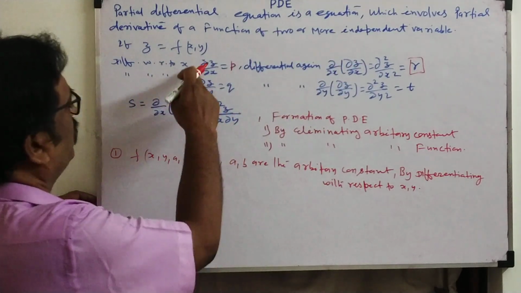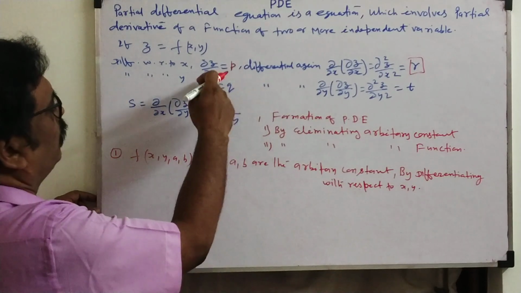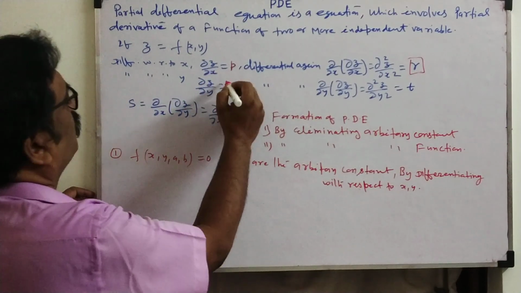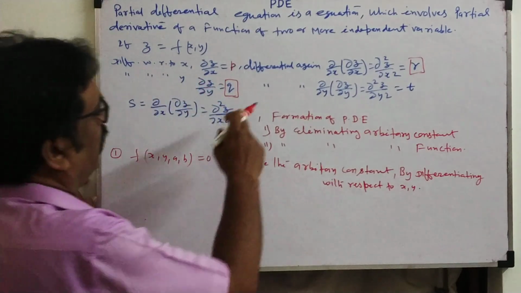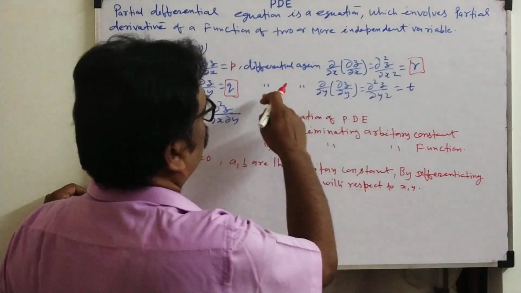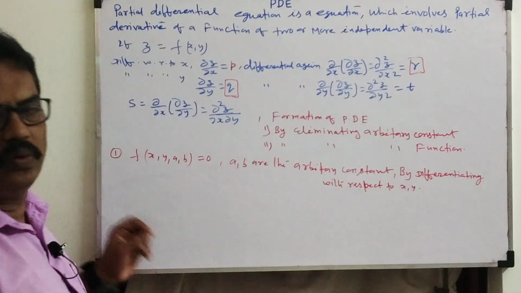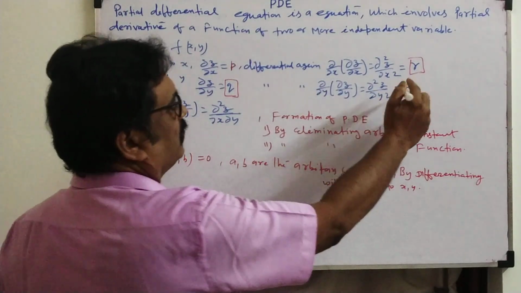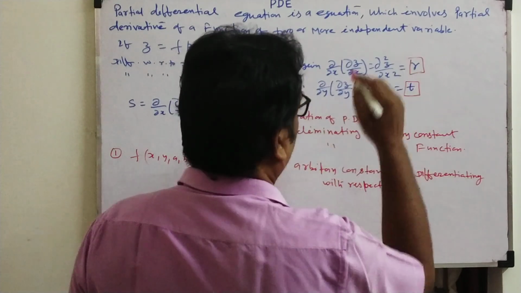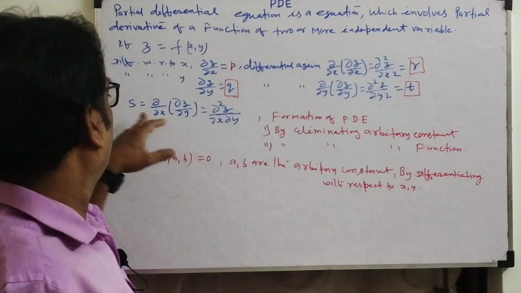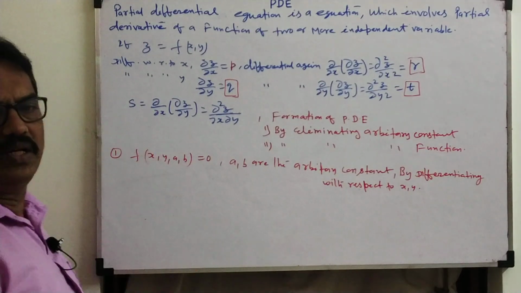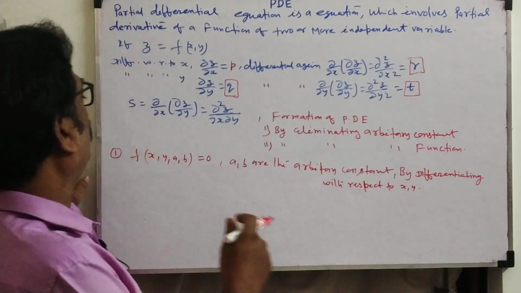Again, if we differentiate with respect to y, it will come as q, ∂z/∂y equal to q. This also you have to remember. So q is nothing but ∂z/∂y. Again we differentiate with respect to y, that means twice, you will get ∂²z/∂y², that's nothing but t. This also you have to remember. So we will use these p, q, r, s, t, this symbolic form of partial differentiation.